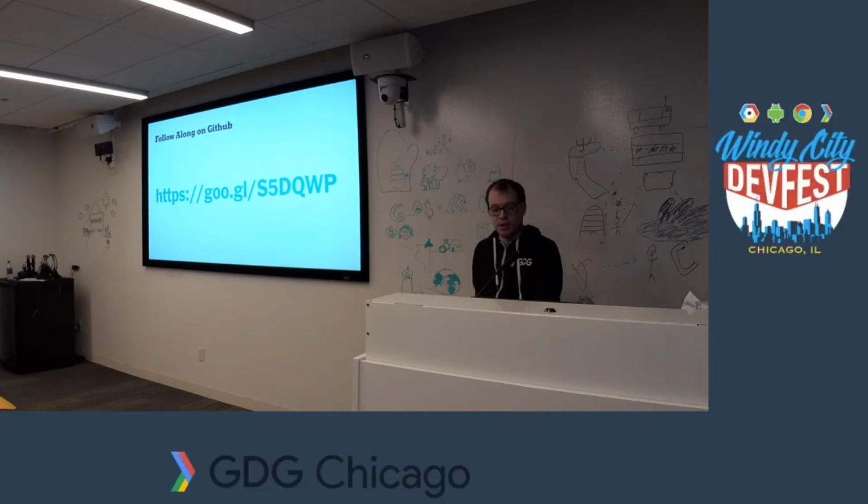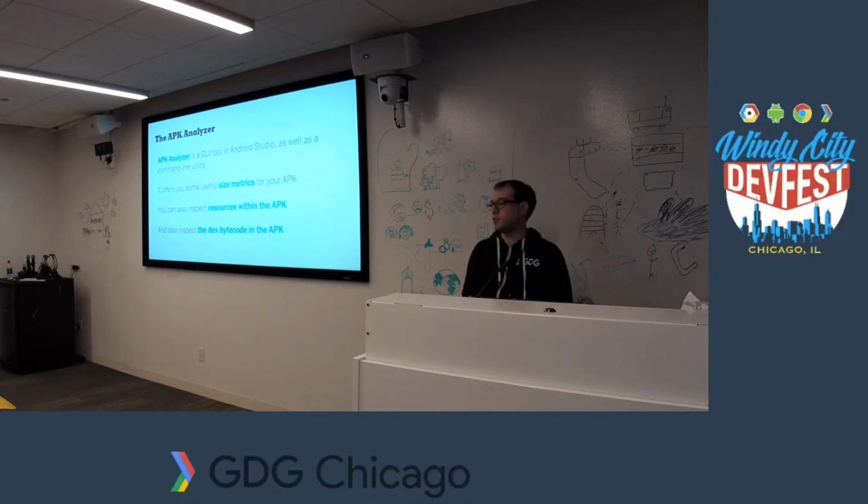The APK Analyzer is a great little tool that's in Android Studio. There's also a command line utility that lets you do the same thing if you're going to write some scripts and want to see what's in your APK. You can get to it from the Tools pull-down menu in Studio, or if you just drag an APK onto the Studio window, it'll open it for you.